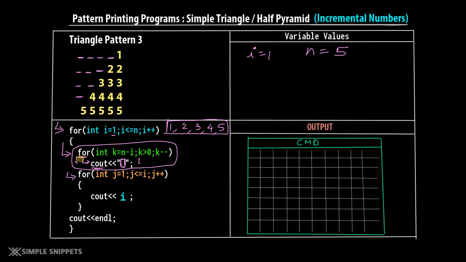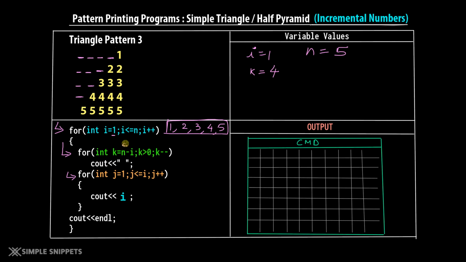In this we are doing the condition in k. So we have a new variable k equals n minus i. What is n? n is 5, right? So 5 minus i. What is the i value? We just said i is 1. So 5 minus 1 is going to be 4.